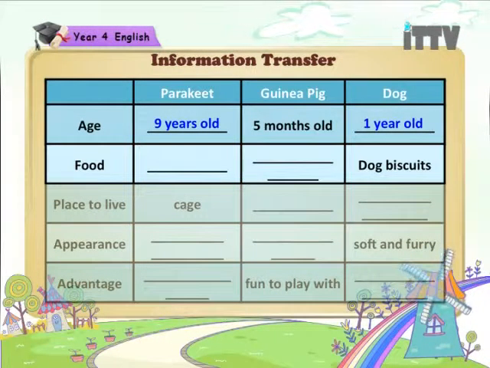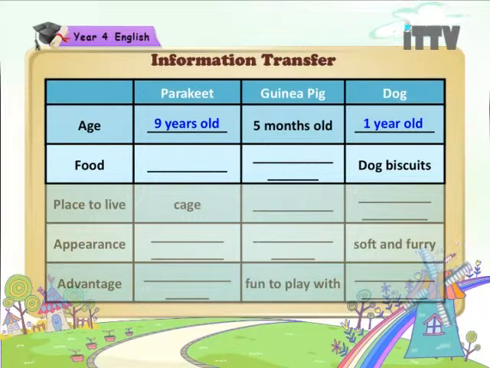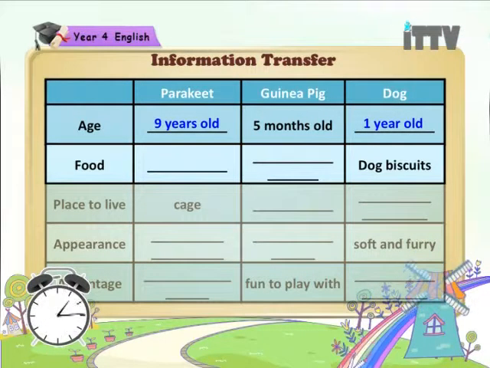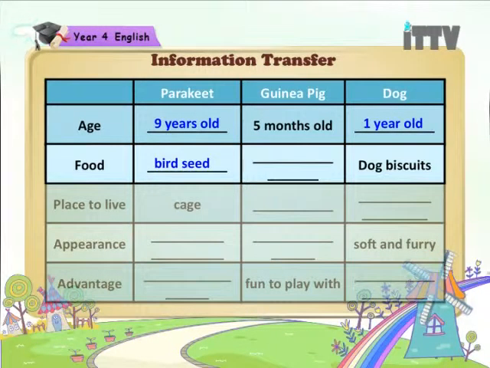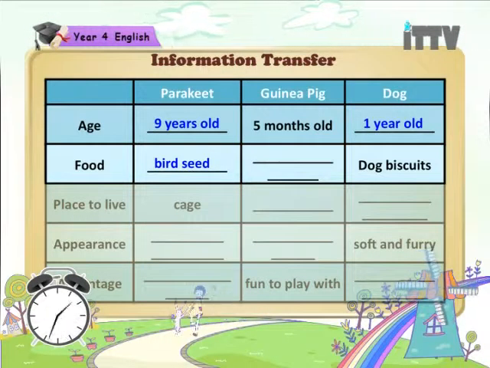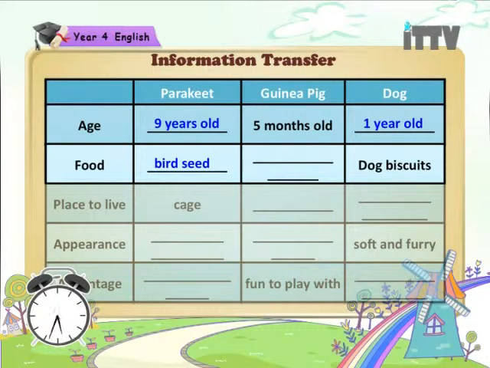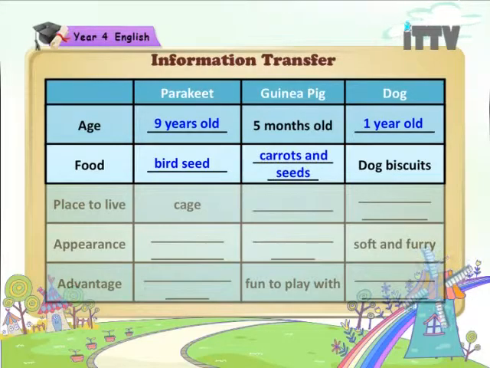You see, the dog eats dog biscuits. What about the parakeet? Yes, the parakeet eats bird seed. And the guinea pig? Very good. The guinea pig eats carrots and seeds.